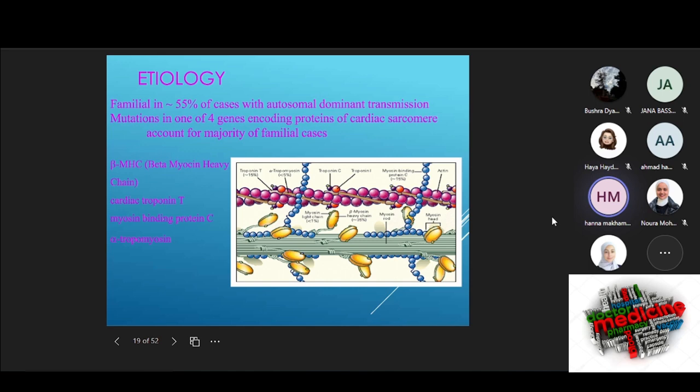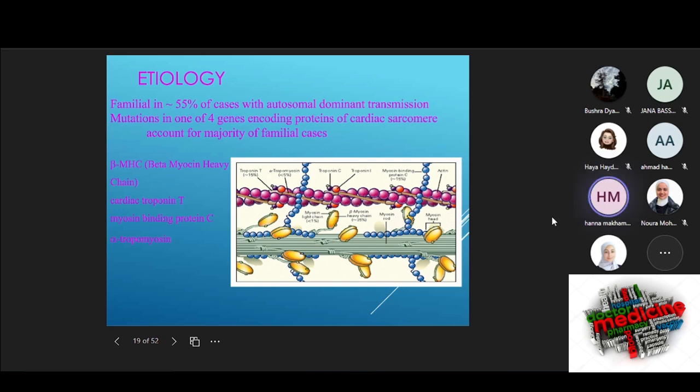The etiology, it's familial in around 50% of the cases with autosomal dominant transmission. One of the 4 mutations are seen with differences. فبنلاحظ الموست common البيتا MHC اللي هو بيتا مايوسين هيفي تشين. تلاحظوهم على الكرتون موجودين، مثلا بشكل هذا 35%. Cardiac troponin T هذا again بشكل 15%. Myosin binding protein, that's 15%. And alpha-tropomyosin. Okay, so these are the most common genes that are involved in the etiology.